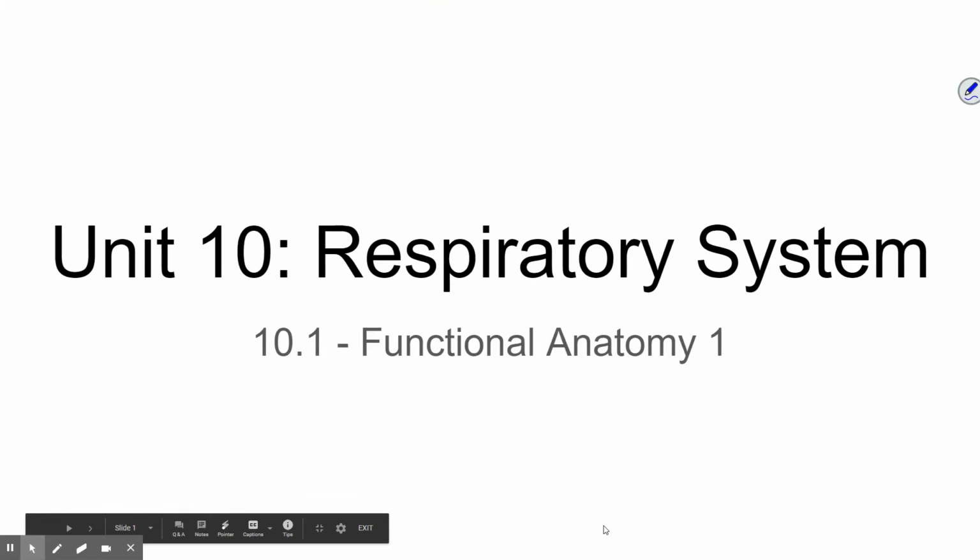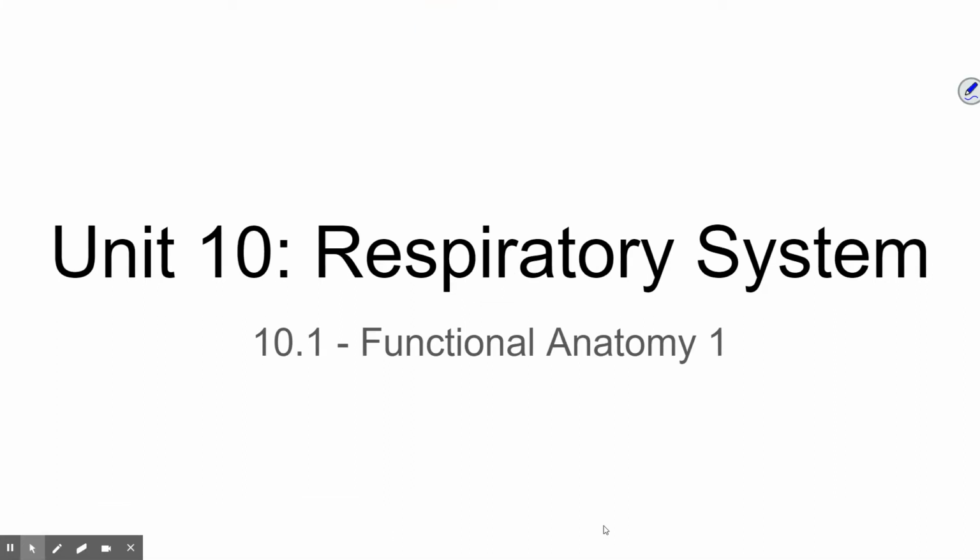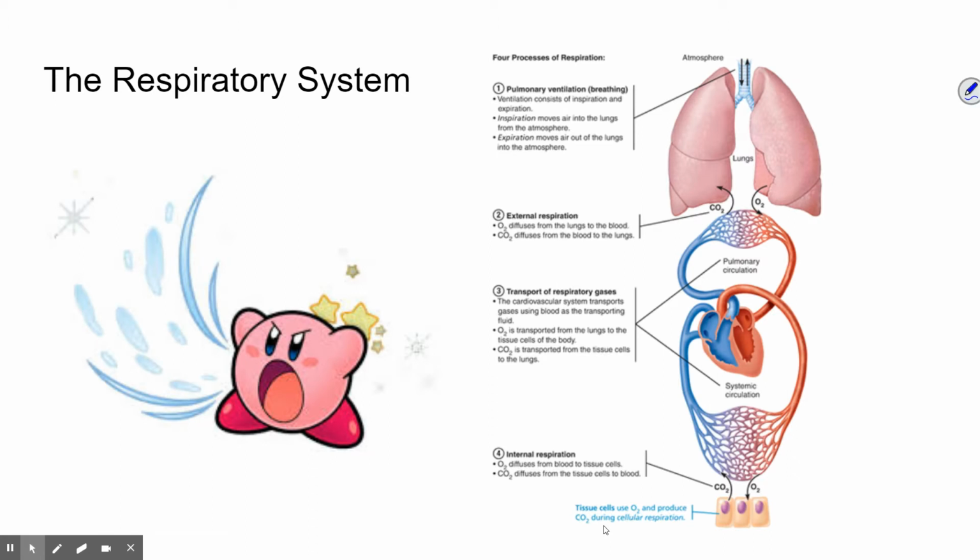In this video, we're going to be looking at the respiratory system. We will have a few videos looking at the functional anatomy of the respiratory system, and then a few more looking at the physiology of how the respiratory system works. The main function of the respiratory system is to supply the body with O2 for cellular respiration, and then to dispose of the CO2, which is a waste product of cellular respiration.